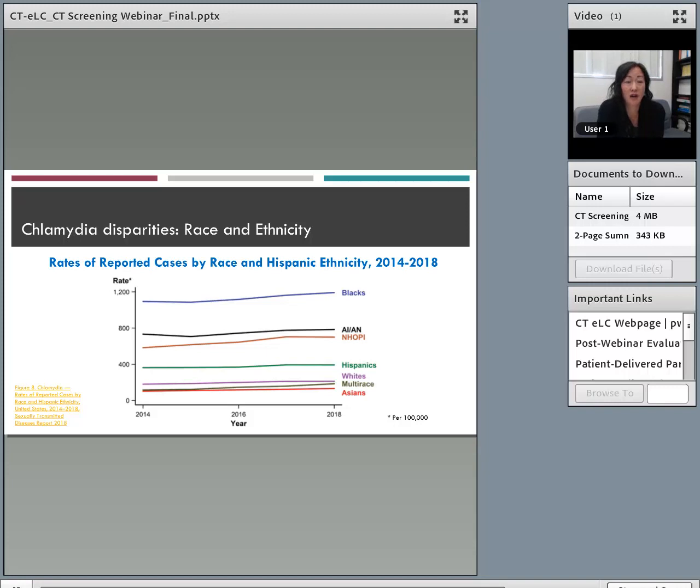And so you'll see that Blacks have a much higher rate of chlamydia than Whites and Asians. And then, of course, Hispanics are a little bit higher, and Alaska Natives and American Indians are somewhere in the middle. These trends, if you even go back before 2014, are very similar. In fact, in places like California, the disparities have even been worse than this in the past, and have been getting a little bit better over the past few years.